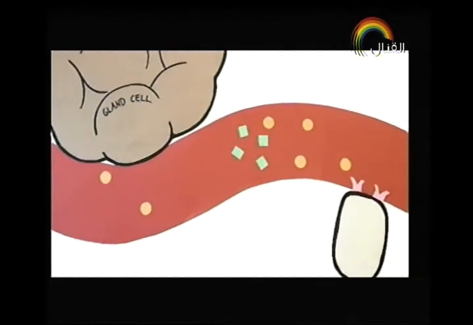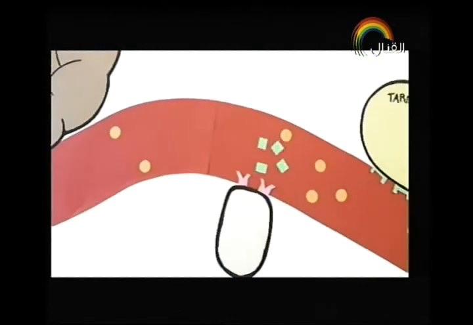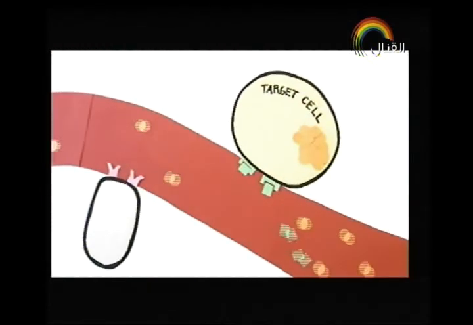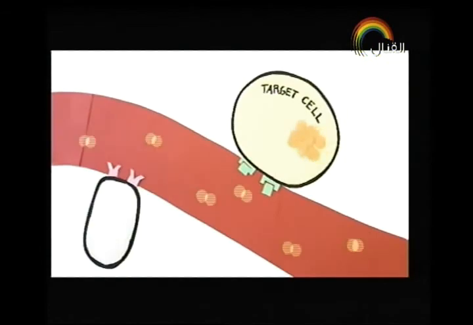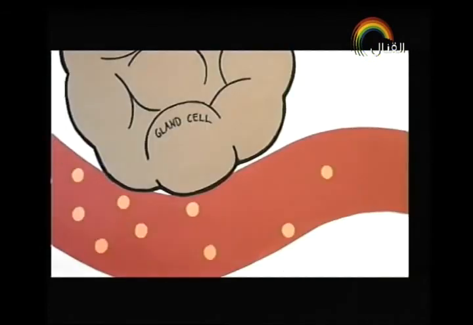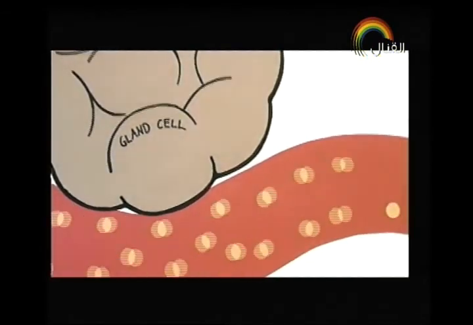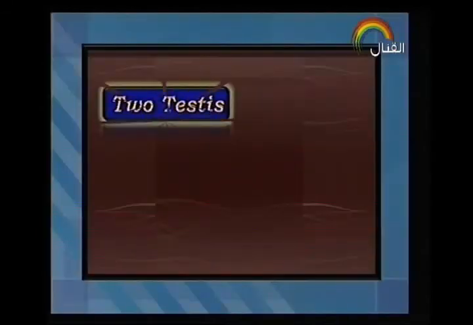Here it is, the gland cell also secretes the hormone, and we're going to repeat the movie again. The target cell works or is stimulated, and after that the target cell starts to stimulate to stop the secretion also.